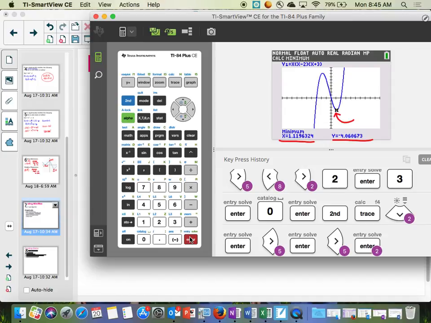All right. So what I'd like you to do is find the maximum for me. Go to your second calculate menu, and this time you're going to choose maximum and do the same process. Let's see what we can do here. I'm coming around to help you.